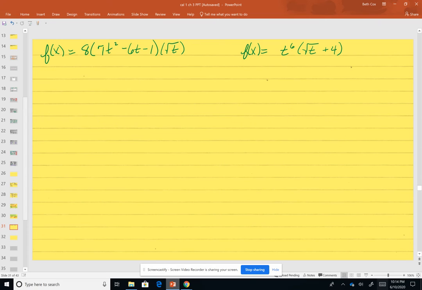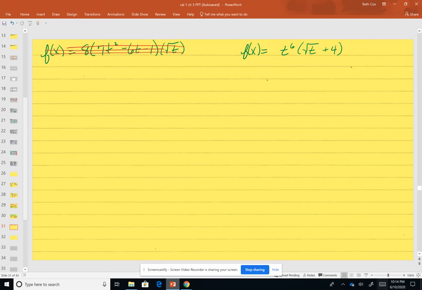Here we go. Okay, now these are a little trickier because of the square root. And I probably only have time for one of them in this video. So I'm not going to do this one right now. I'll come back to that in a few minutes. Let's do this other one.